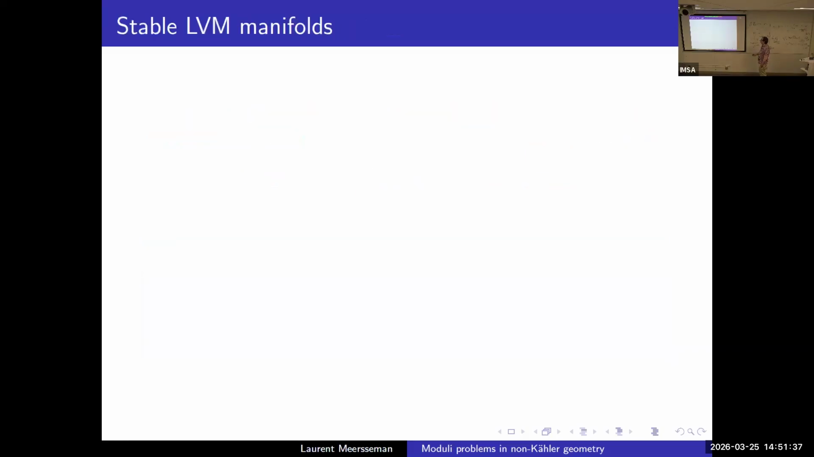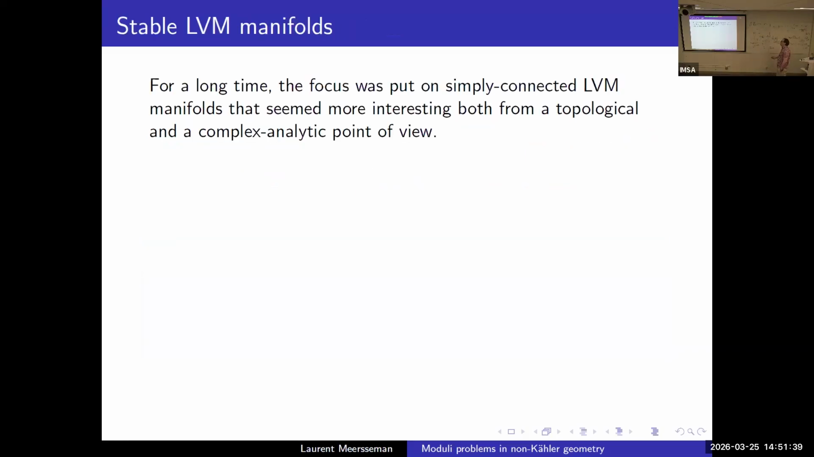Okay, so now let's try to apply what I just said to an LVM manifold. I need another notion, which is the notion of a stable LVM manifold, or an LVM manifold in the stable range. So for a long time, I was focusing on simply connected LVM manifolds. It seems more natural to look at simply connected examples.